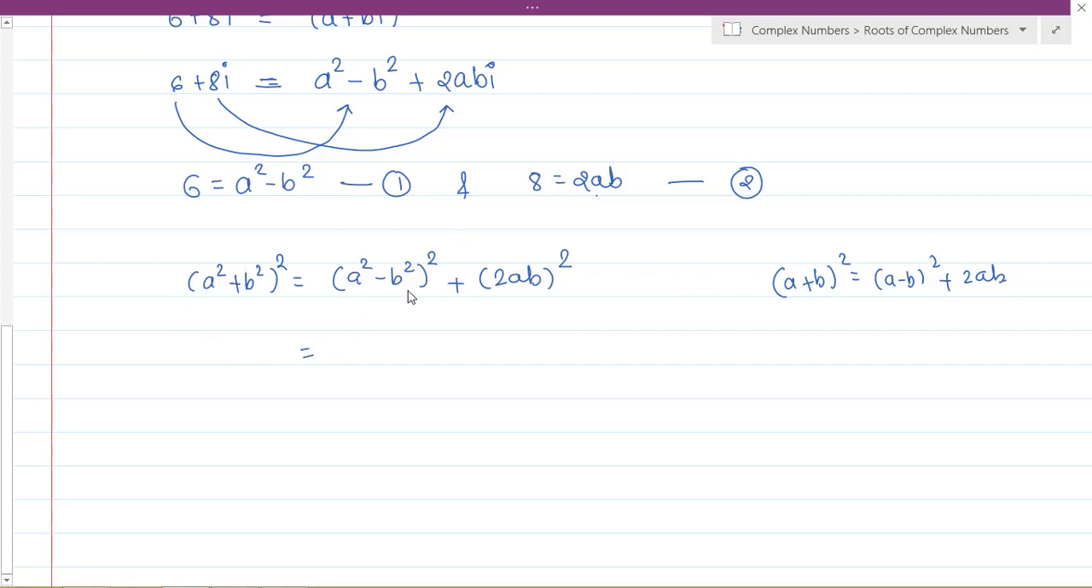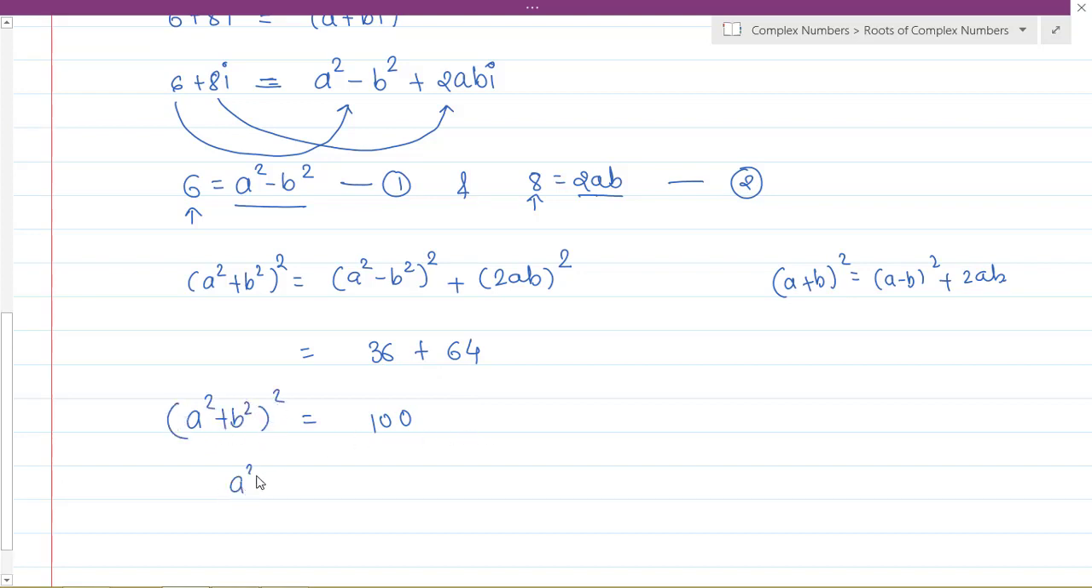So what is a square minus b square? We already have here that it is 6. So 6 square is nothing but 36, plus this is 2ab, so (2ab) square, which means 8 square, which is 64. This is equal to 36 plus 64, which is 100. So (a square plus b square) whole square is equal to 100.